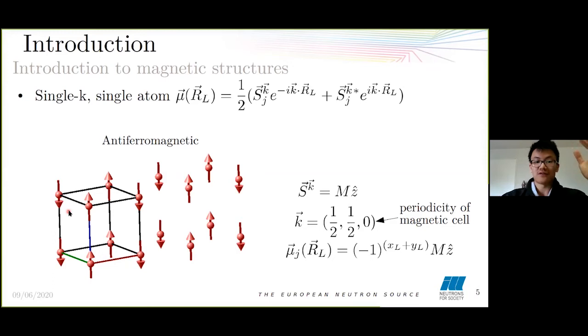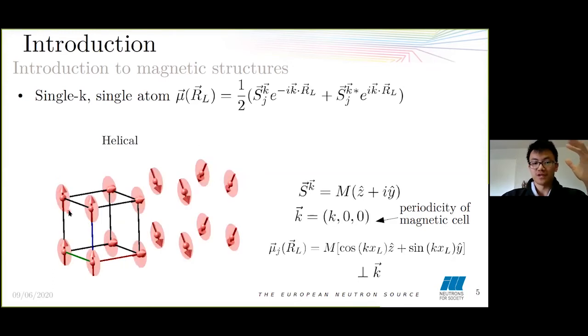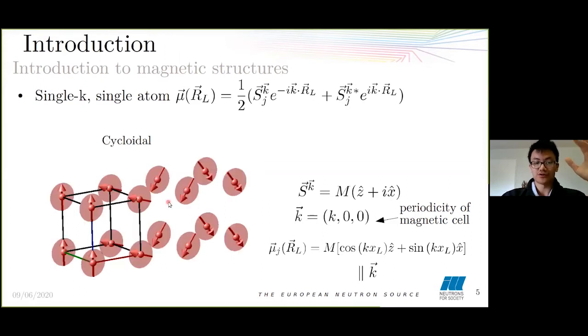And you can also have more complex structures. For example, you can have a helical structure where the moments are rotating in a plane which is perpendicular to the propagation vector. So the propagation vector is still along the x-axis here. And you can have cycloidal order where the moments are rotating in a plane which contains the propagation vector.